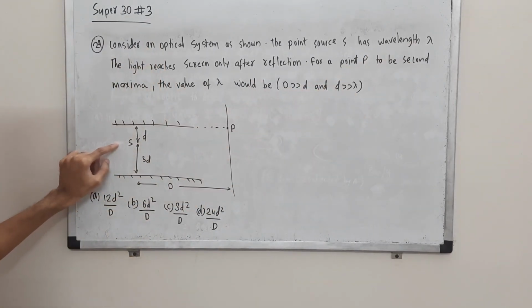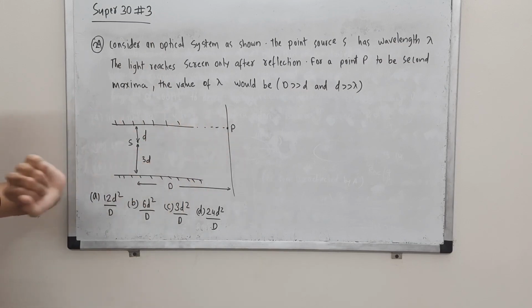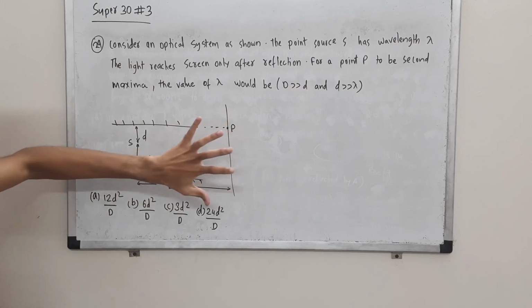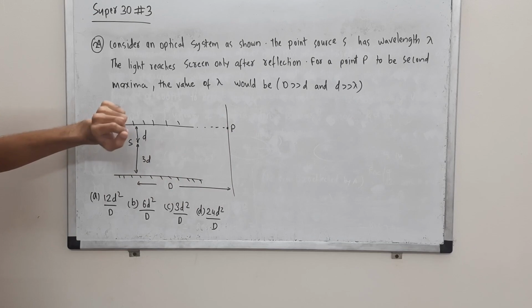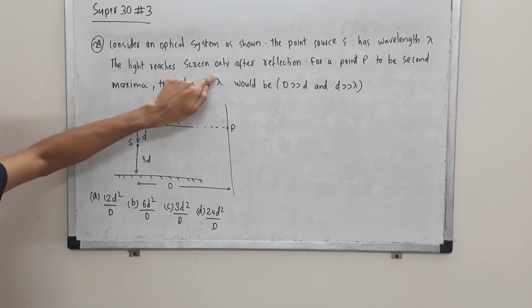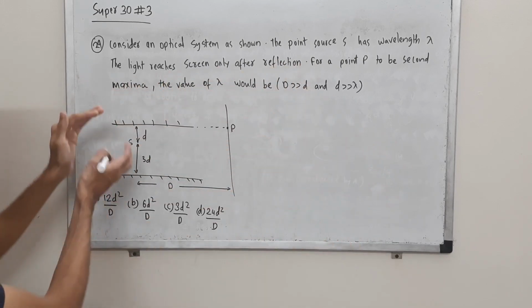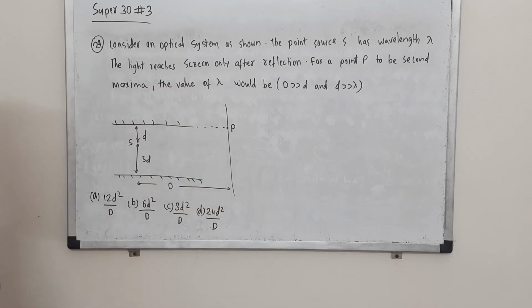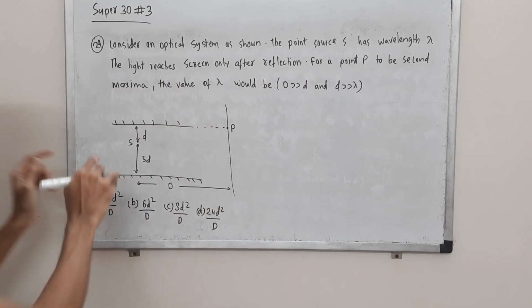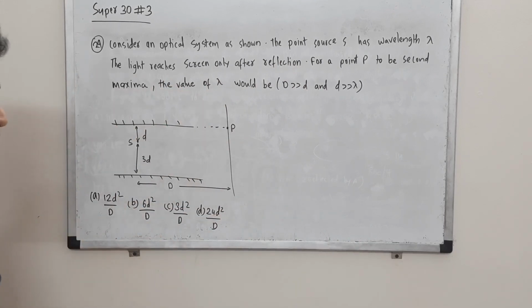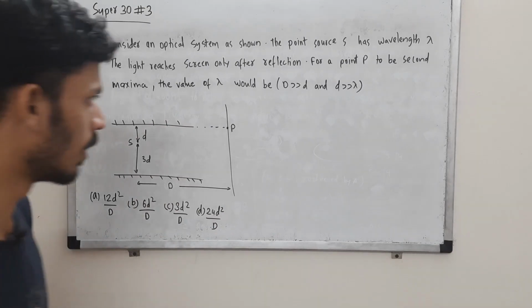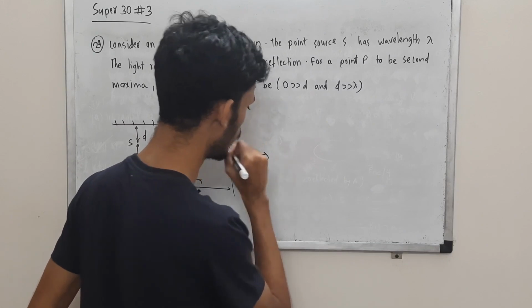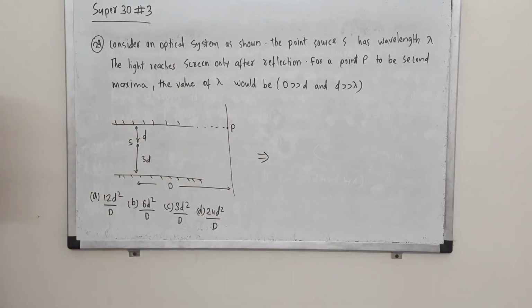Now you are told that this will form an interference pattern over here on the screen, and the light reaches the screen only after reflection. So there is reflection from this mirror and then it reaches the screen, not directly. Hence there is interference. Now you can try it yourself. You can pause the video here and try it yourself.